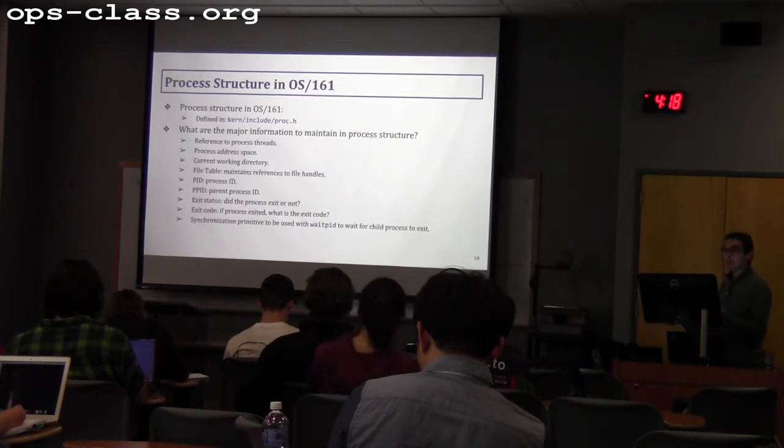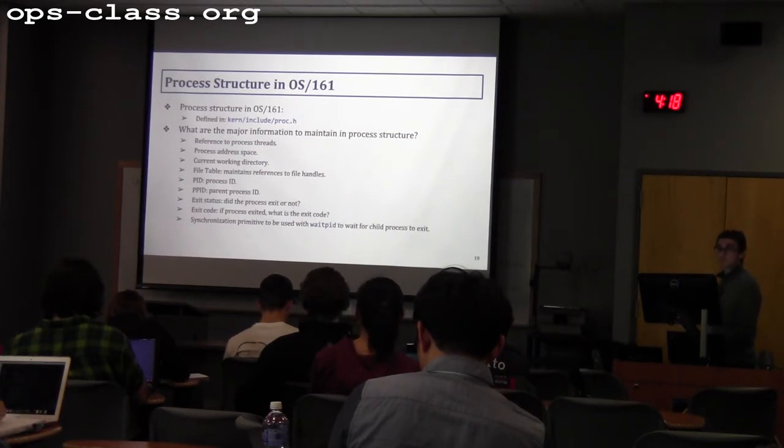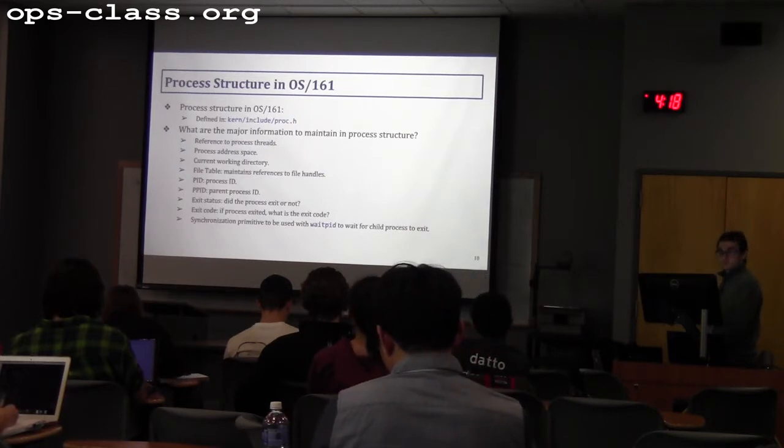So this is basically how, or in general, how that process structure should look. That doesn't mean this is everything. No, that's not everything. But these are the major parts that you need in a process structure. Any questions? OK.